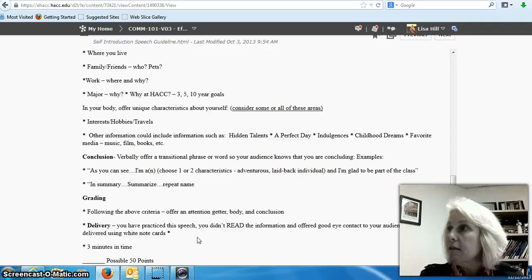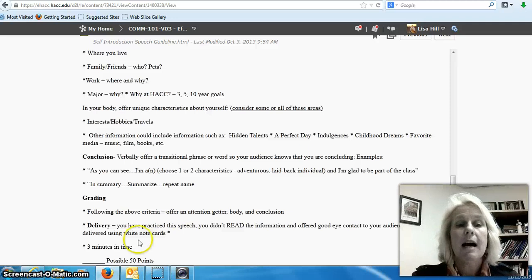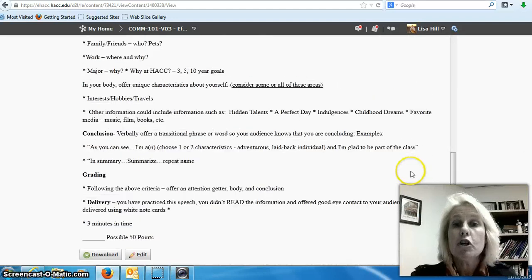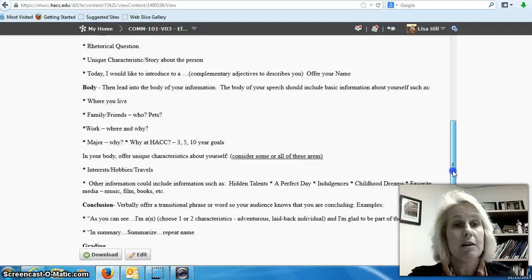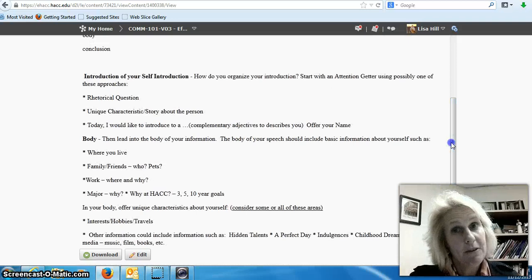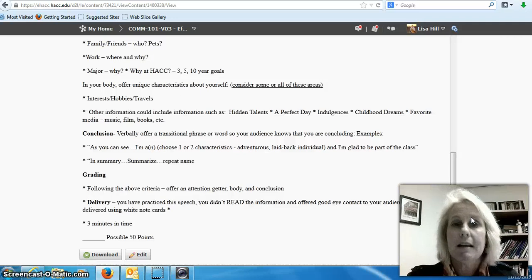Offer good eye contact, as if you're speaking to a group of people, looking at your key points and delivering your speech. And we're looking at 3 minutes in time. The total possible points for this assignment is 50 points. Okay, so we're going to use this guideline as your rubric. I will use this as the way to grade your speech. You see exactly what I'm looking for. You can easily get a 50 out of 50 if you follow the above criteria. You've practiced, you're using no cards, you're offering good delivery, and you're within that 3-minute point. Okay? Get cracking, and I look forward to learning a little bit more about you.